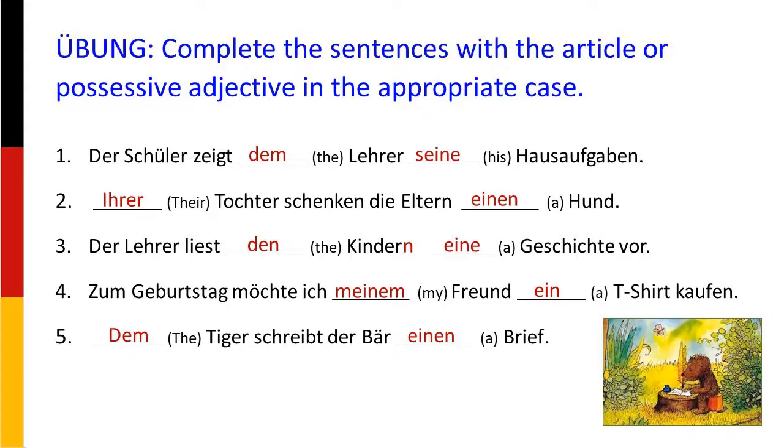Tiger is the indirect object because it is the person, in this case the animal, to whom the bear is writing the letter. Okay, so we'll do some more work with direct and indirect objects in the L2 class this week, but before that make sure that you watch the second video for this week, which is on dative verbs.